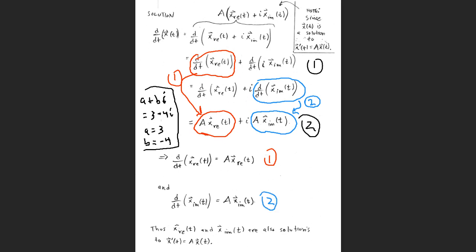And this shows then that the x real vector, I'll put it in green, and the x imaginary vector, which is the vector whose coefficient is i, are also solutions to the differential equation, but they are real solutions.